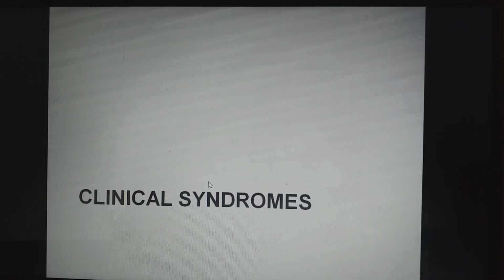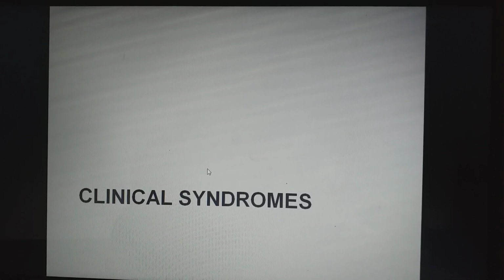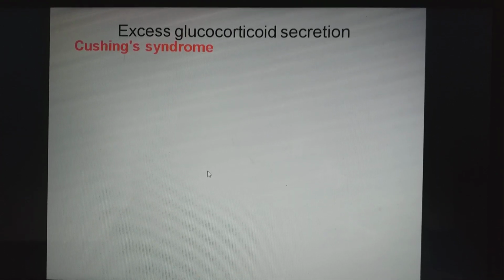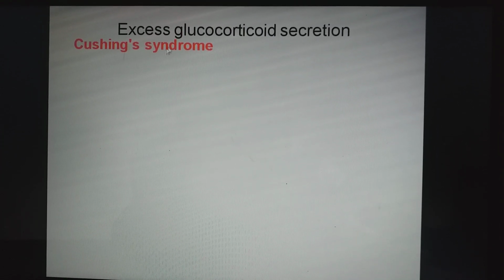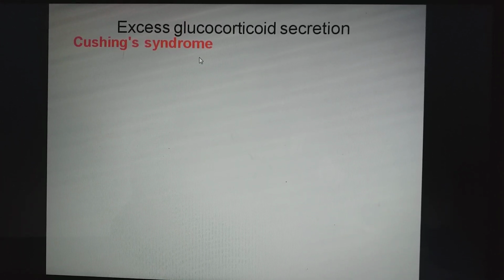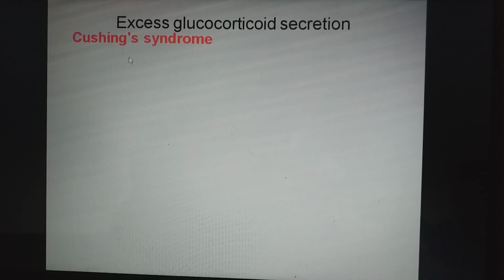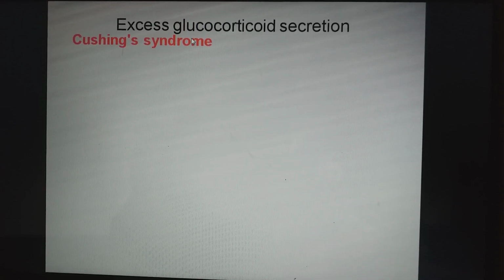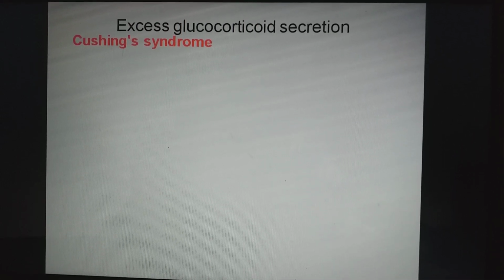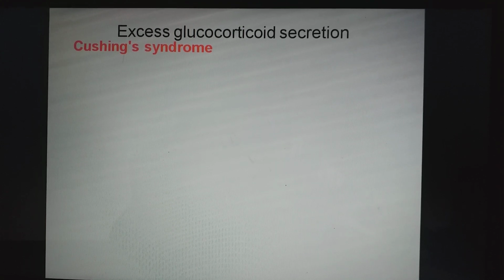So what are the clinical syndromes related to the adrenal hormones? For example, Cushing syndrome, where you can see excess glucocorticoid secretion or an excess level of cortisol. So what are the symptoms and signs you can see in a patient with Cushing? If you know the normal functions of cortisol, then you can apply that knowledge to describe the symptoms and signs that the patient would develop.